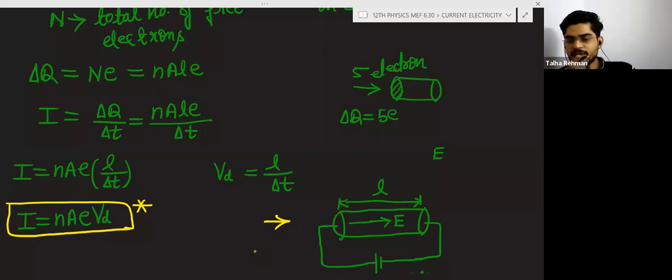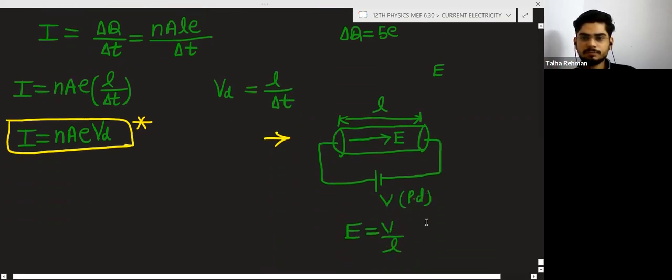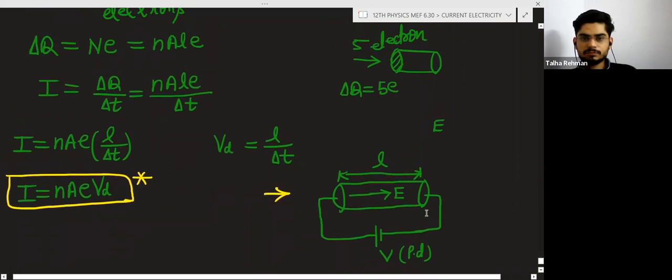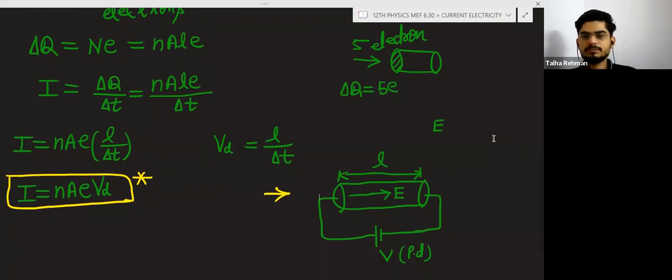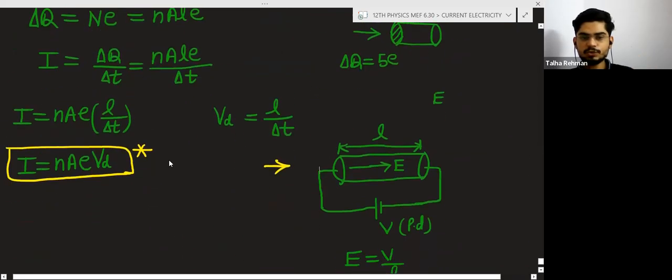First, you have to calculate the total number of electrons in the conductor, and after that, the total amount of charge. Done. Okay, so this is the relation you have to remember. Please remember this relation.